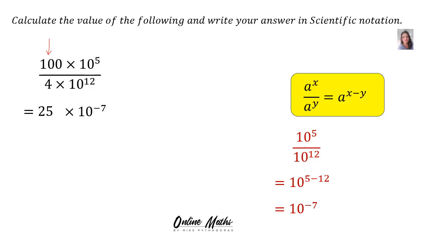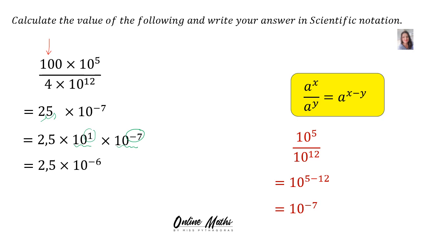But this is not the final answer, since they want the answer in scientific notation. The problem is this 25. After the 5, there's an invisible comma that we have to move one place. So it becomes 2.5 times 10 to the 1, and there's your 10 to the negative 7. And then we will say 10 to the 1 times 10 to the negative 7. Bases are the same, we add exponents. So it's 2.5 times 10 to the 1 minus 7, which is negative 6.